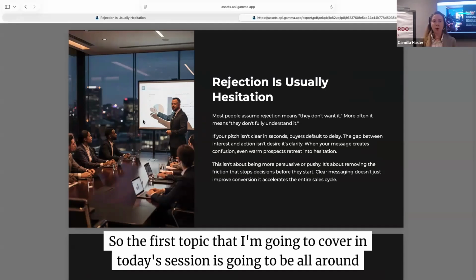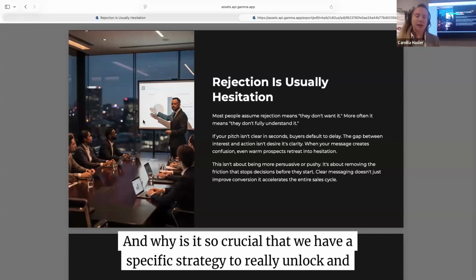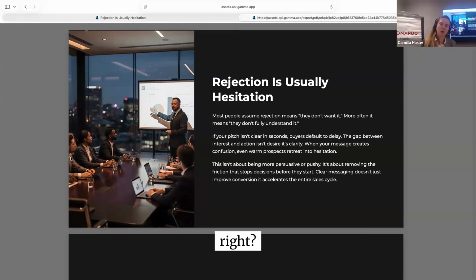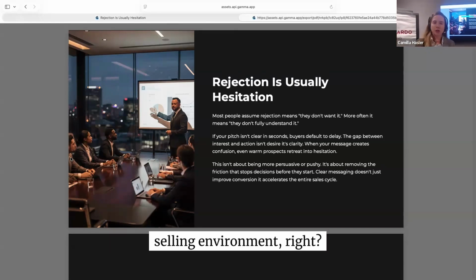So the first topic that I'm going to cover in today's session is all around rejection, right? So what is rejection in a sales pitch, and why is it so crucial that we have a specific strategy to really unlock and understand how to better approach the potential of rejection, right? This is a sales concept that ideally we need to get comfortable with, which is in any selling environment, right?